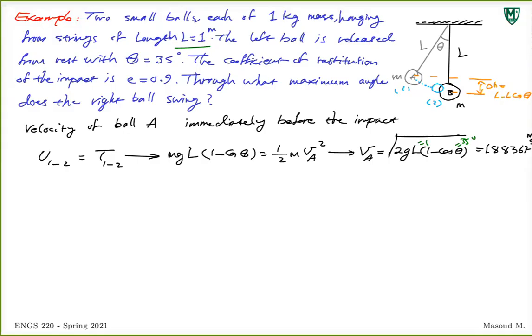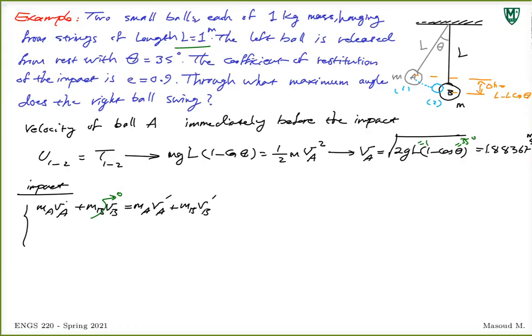All right, so once we get velocity just before impact for A, well, velocity for B is 0, as Alessio mentioned, right? So for the impact part, we have two equations. We say MA VA plus MB VB is equal to MA VA prime plus MB VB prime. And well, VB is 0, so this is 0.